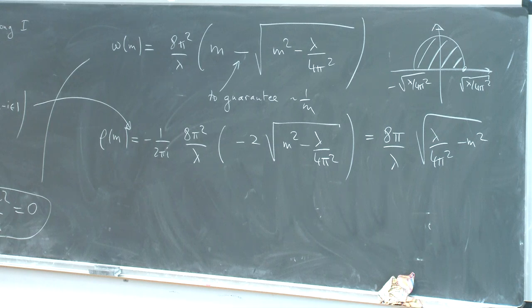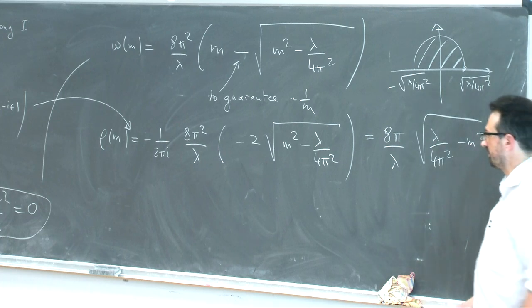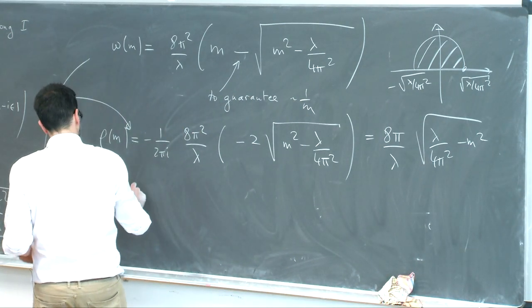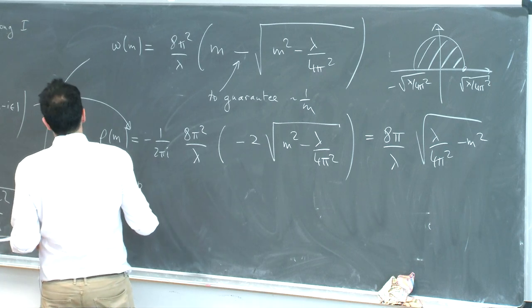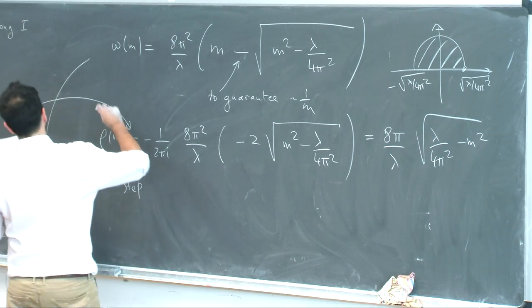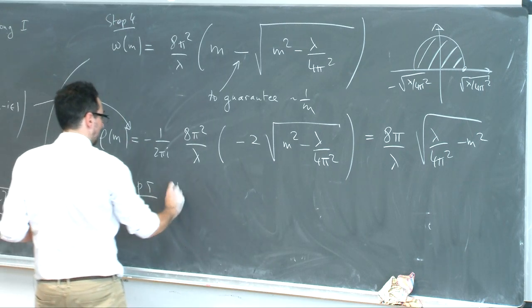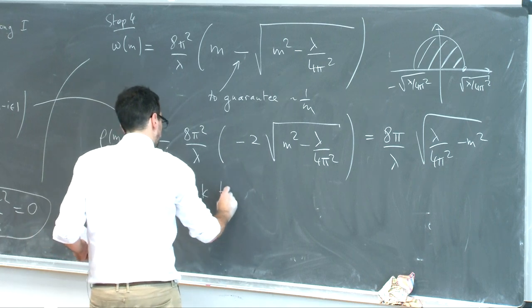OK, this was just the partition function. We wanted to compute the Wilson loop. And now there is a key observation. So now step 4, I guess, in my notes, step four was using the discontinuity equation. Now step five, back to the Wilson loop.